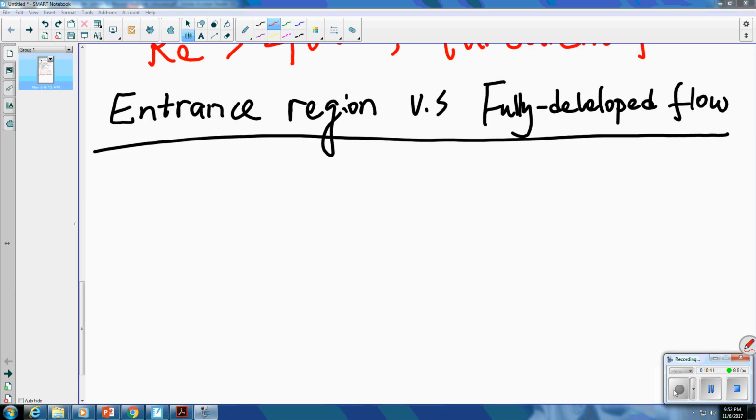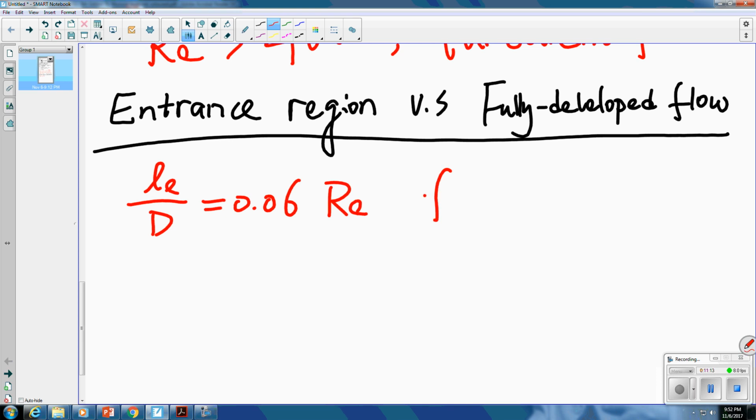How do we calculate entrance length? Entrance length for laminar flow and turbulent flow are different. You can think about why, right? Because how important the viscous effect is for laminar flow and turbulent flow is different. So for laminar flow, we use this equation: L_E over D, where capital D indicates the diameter of the pipe and L_E is the entrance region length, equals 0.06 times the Reynolds number. This is for laminar flow.